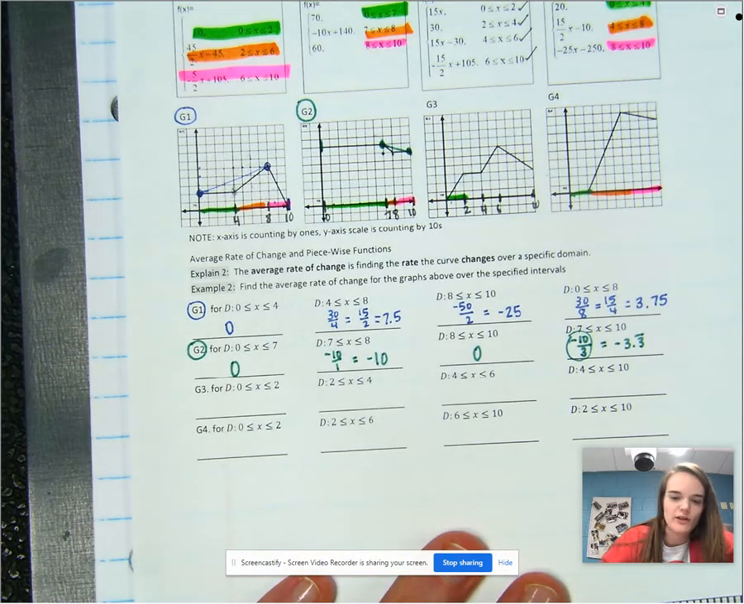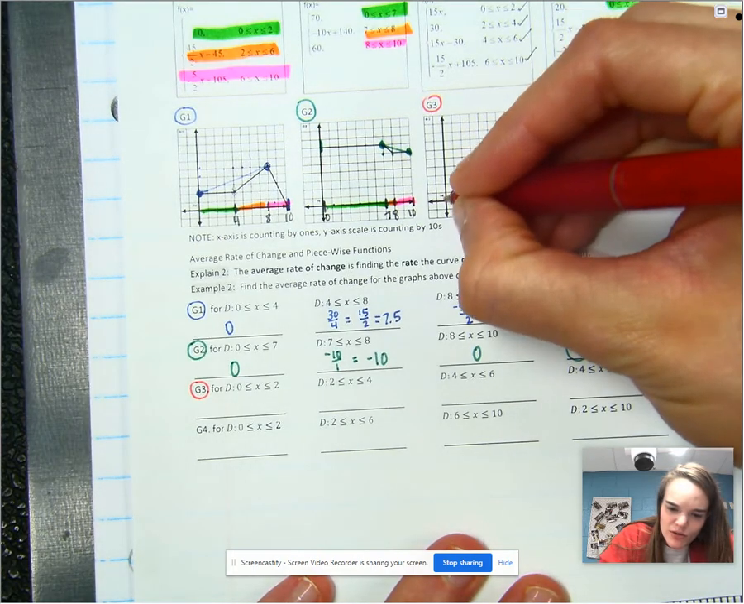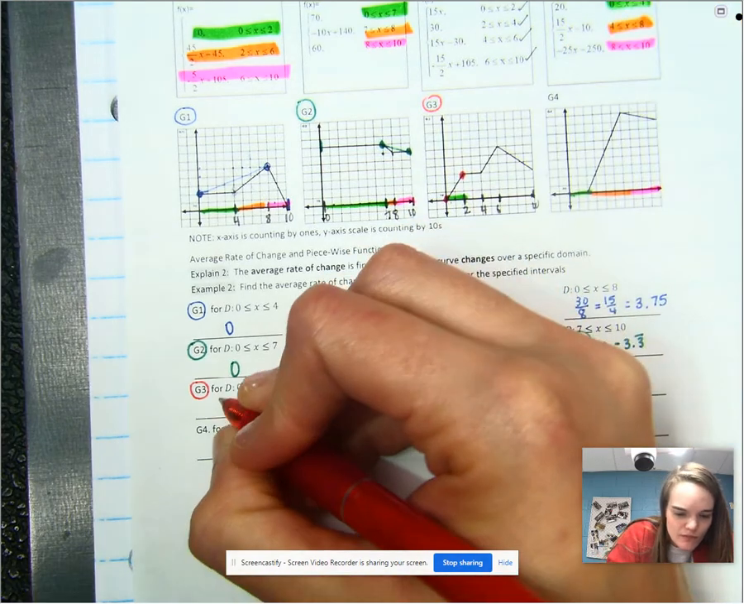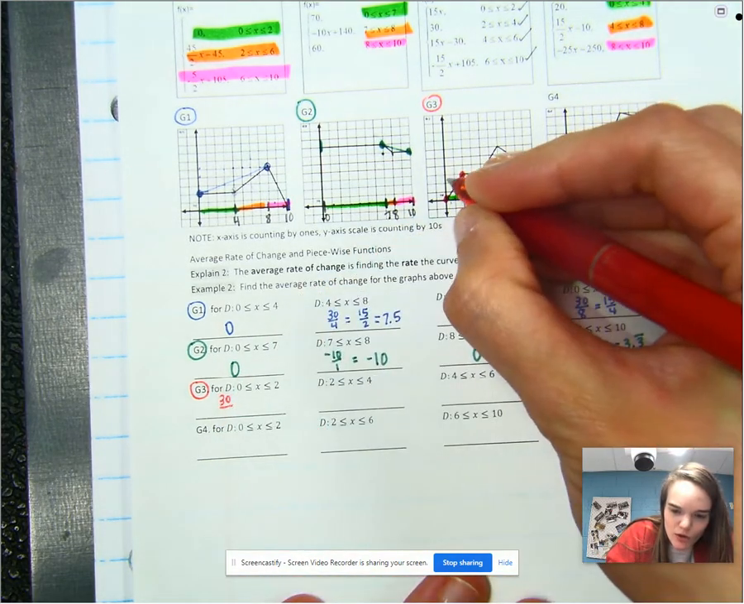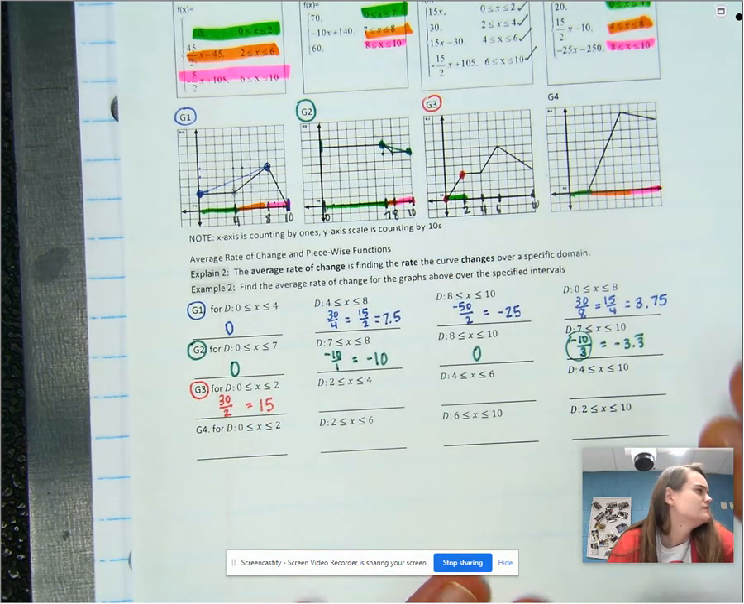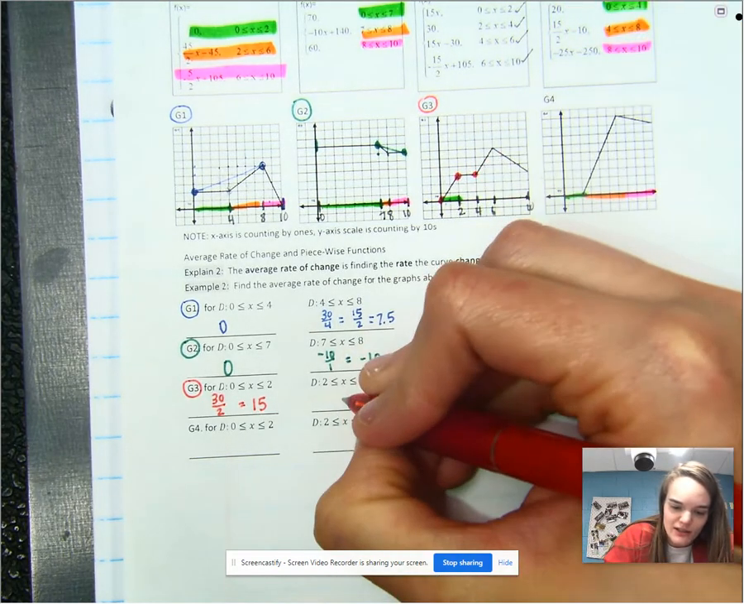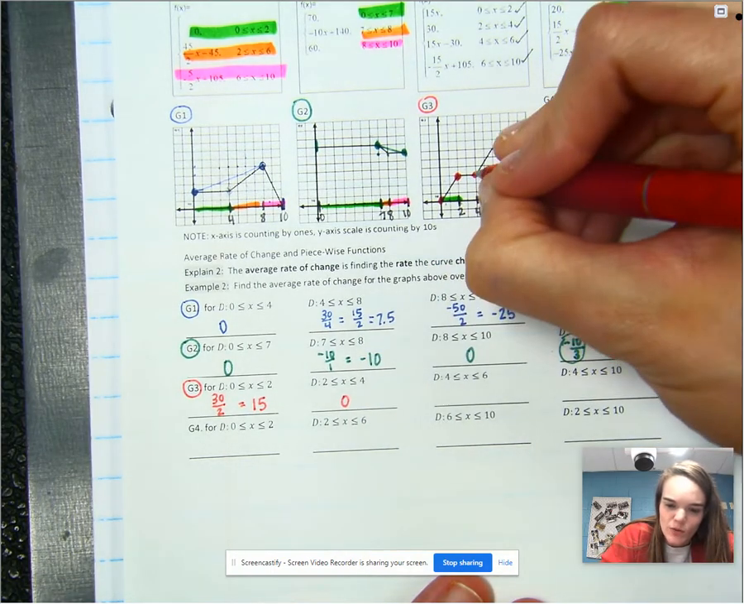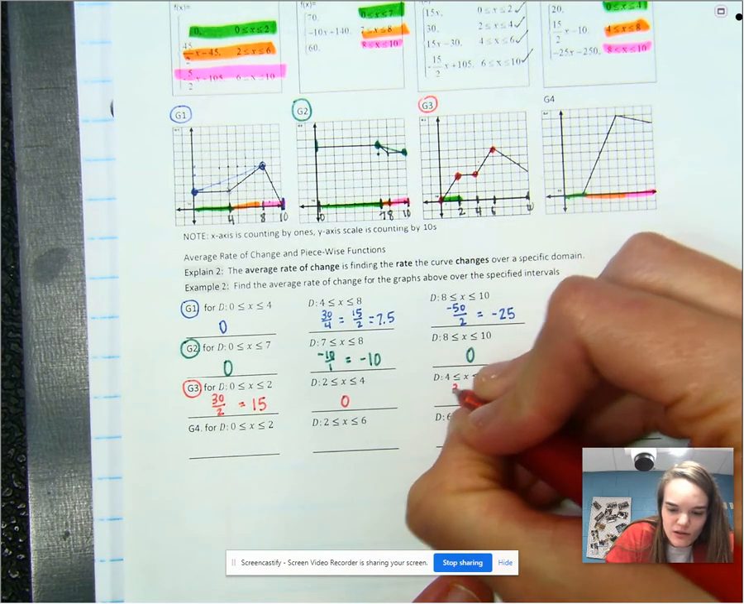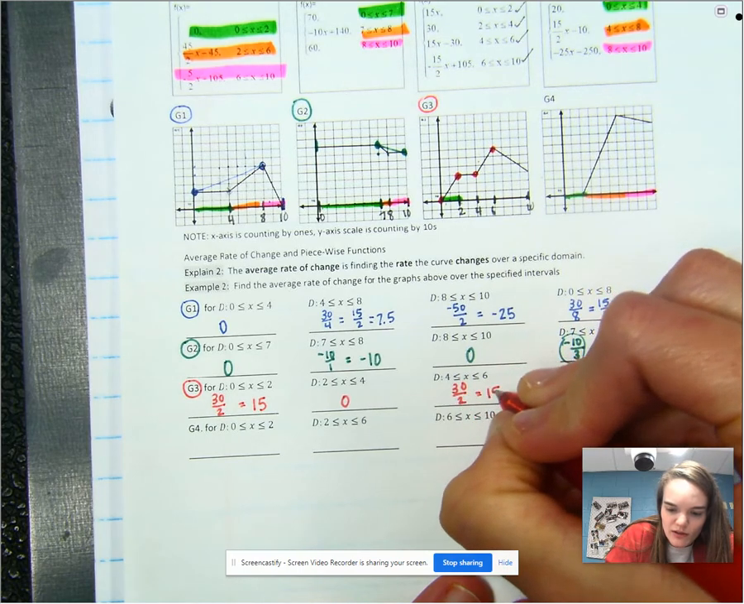Okay, G3. From 0 to 2, what happened? It went up 10, 20, 30, and over 1, 2, which reduces to 15. From 2 to 4, that is a horizontal line. It did not change. 4 to 6. It went up 10, 20, 30, and over 1, 2. Also 15.